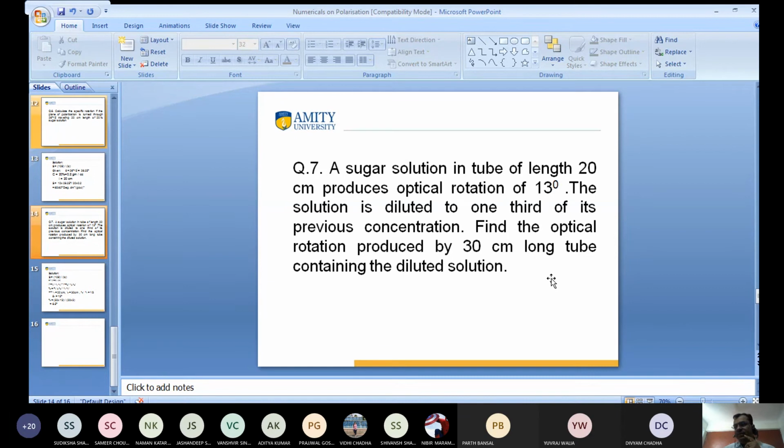How can you solve this question? Do you get my point? A sugar solution in a tube of length 20 centimeter produces optical rotation of 30 degree. The solution is diluted, meaning concentration is 1/3 of its previous concentration. Then find the optical rotation produced by 30 centimeter long tube containing the same 1/3 diluted solution. Tell me the answer.